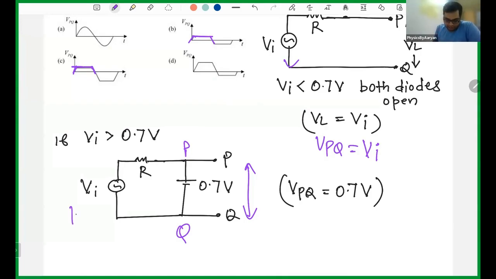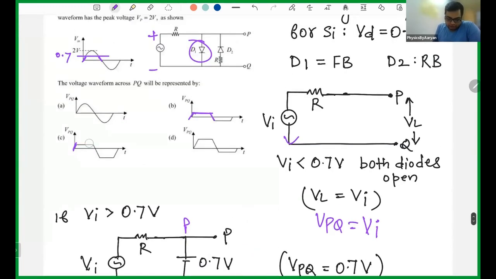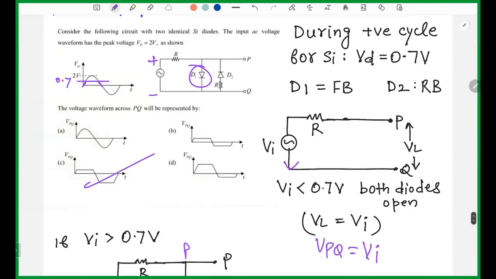So if I keep on giving 10 volt, or let's say 9.7 volt, 0.7 goes here and 9 will go here. If I make it 11.7, then 0.7 goes here, so 11 will go. So voltage across the resistor will keep on increasing, which means current will keep on increasing. But there will be no increase in voltage across PQ because it is same as the voltage of the battery. So after a while, your potential will become constant. This constant and this constant. So any of the three graphs are still possible.